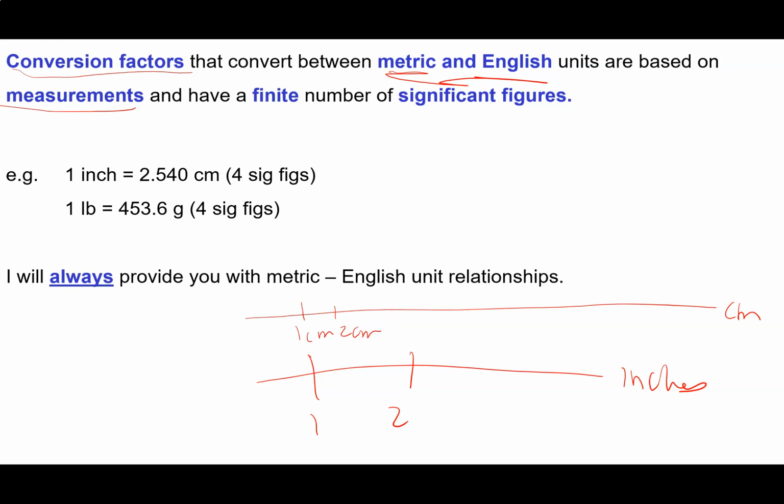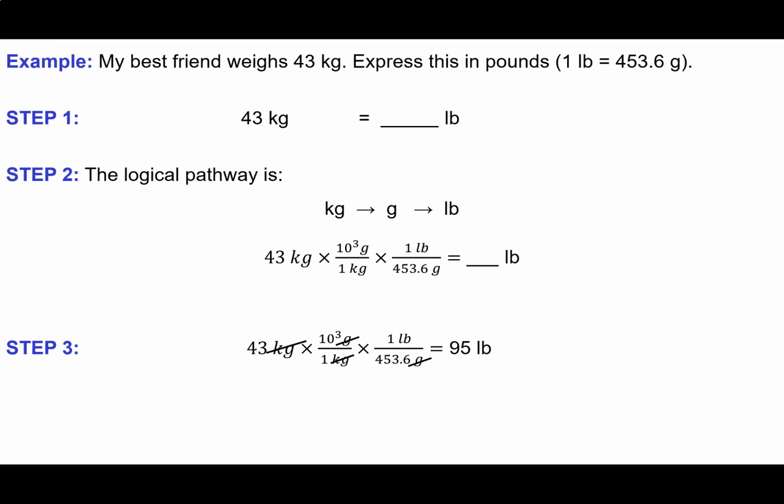And so what that means is that these conversion factors have finite significant figures. So there'll always be a 1 in that conversion factor. That one is going to be treated as exact, and then this is where you're going to get your significant figures. I'm always going to give you any metric to English unit relationships that you need to complete your assignments, or in this case it's an online class, you can just look them up. Alright, so let's have a look at this.